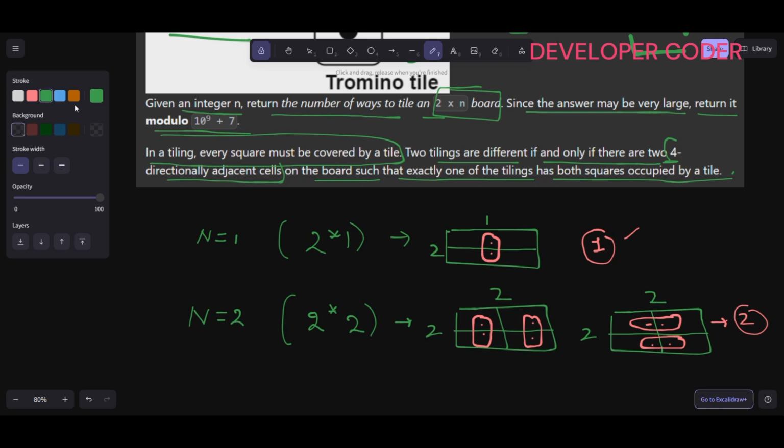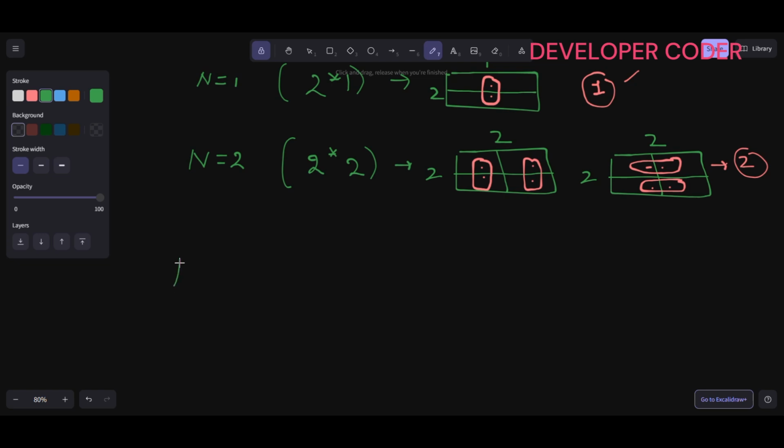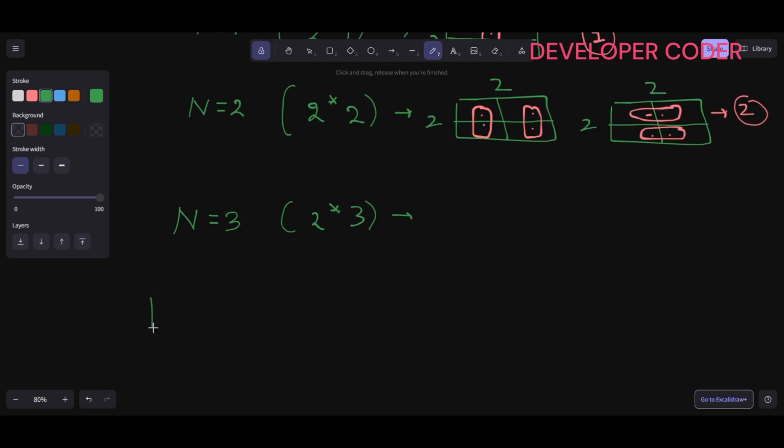Now let's proceed further. Let's move to n equal to 3. For n equal to 3, that simply means a 2 into 3 board. So my board is going to look like this. It's 2 into 3, 2 here and 3 here.